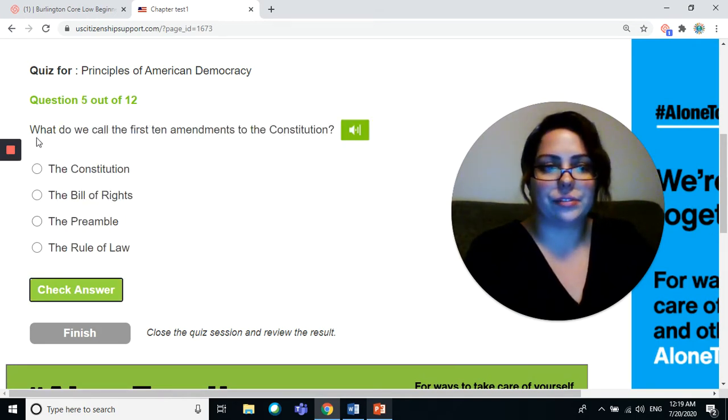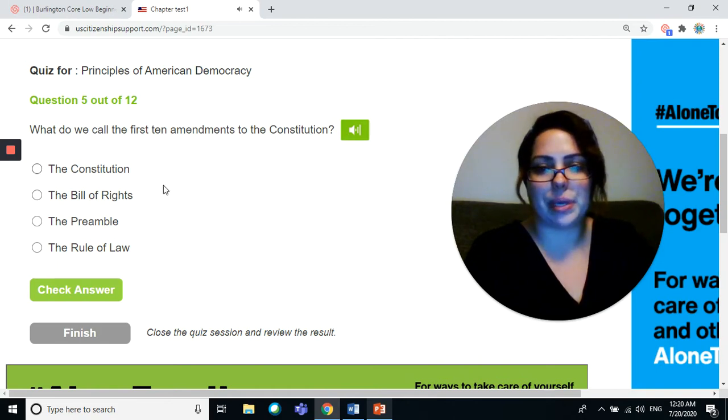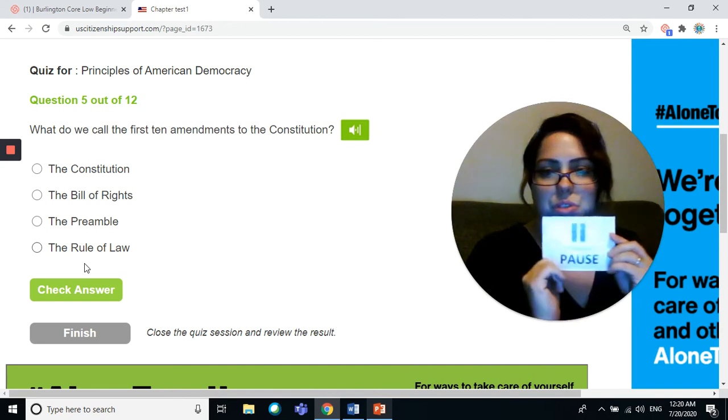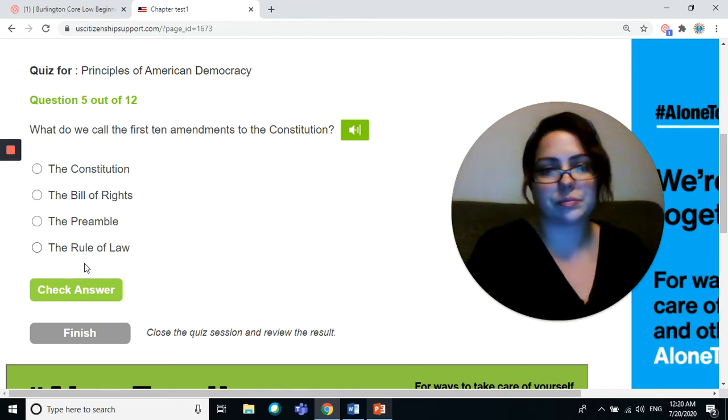Number 5, what do we call the first 10 amendments to the Constitution? Repeat: the Constitution, the Bill of Rights, the Preamble, the Rule of Law. Pause the video to write down your answer.